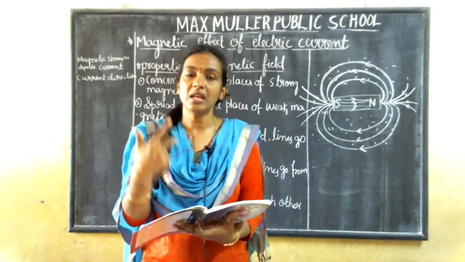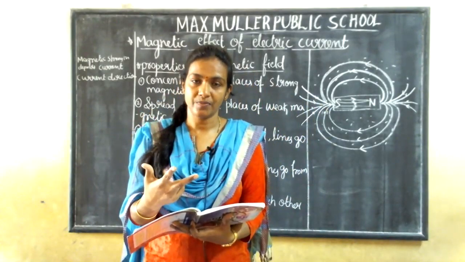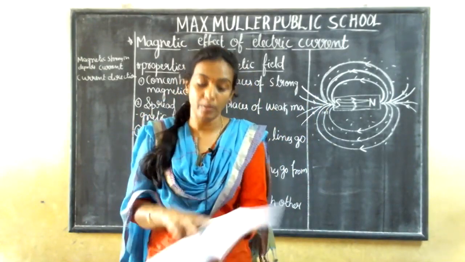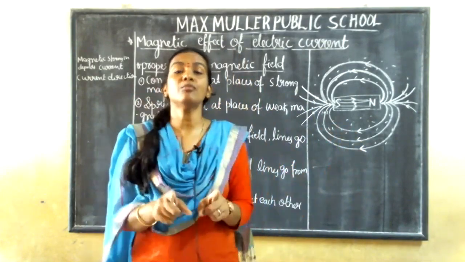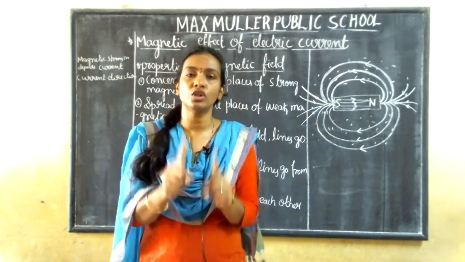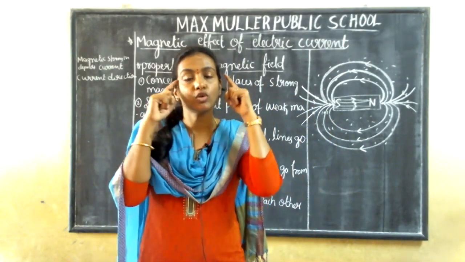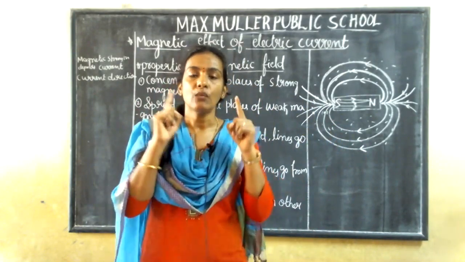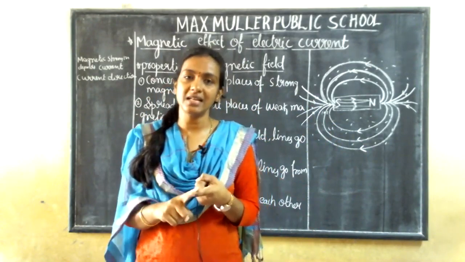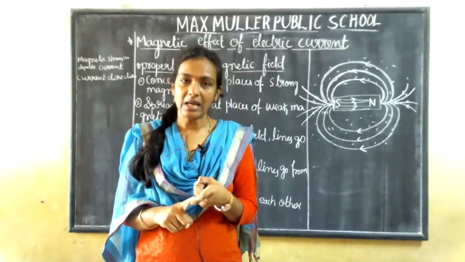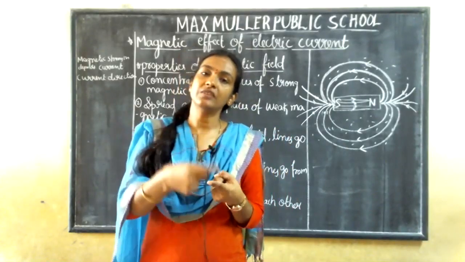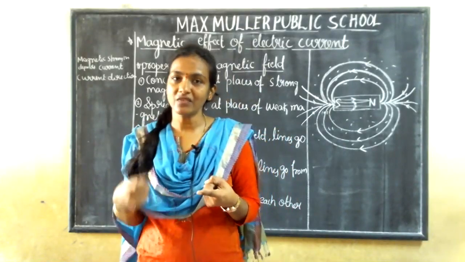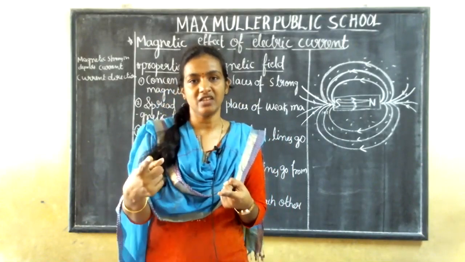So, five very important properties. And what is the relation between current and the magnetic field here? A very important point, keep these two points in your mind, guys. When you increase the current in a circuit, what happens? The magnetic field also increases. If it is a low current, there is a low magnetic field; high current, high magnetic field.